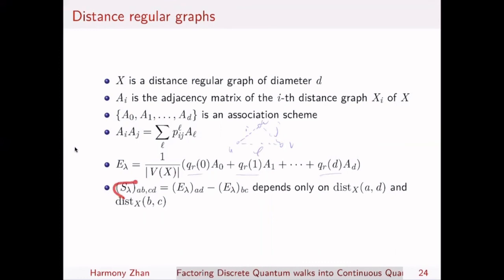So now, by this formula of S_lambda, we know that its entries only depend on two things: one, the distance between a and d in X, and two, the distance between b and c. But how does this translate into distance in the line digraph? Well, if ab and cd are different, then you can show that this determines the distance. I mean, it's not equal to, but it determines the distance from cd to ab, and that determines the distance from ab to cd.